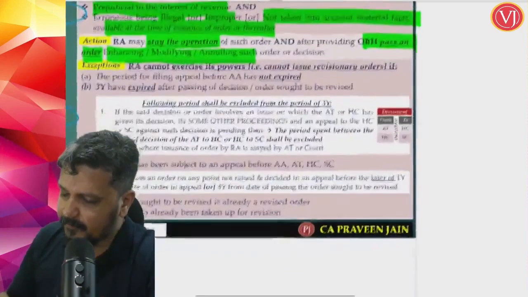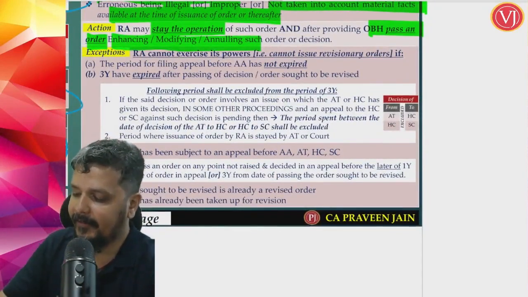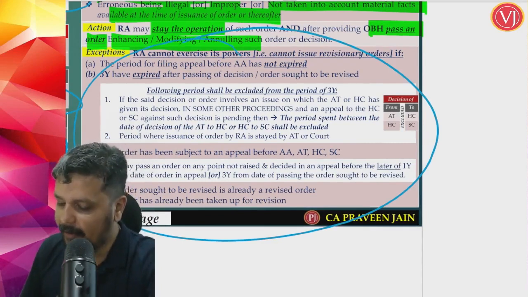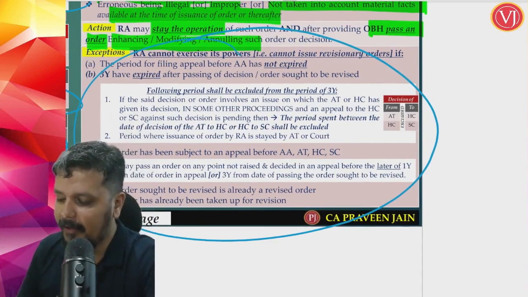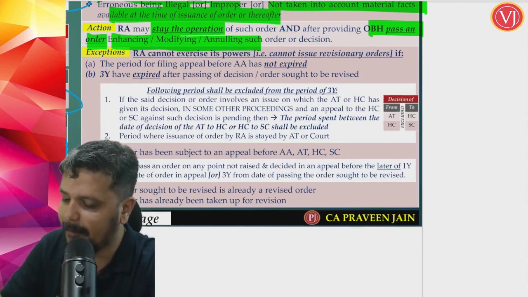Now, certain orders cannot be revised. These are the cases where you cannot revise the orders. When you see these orders, 2 are basically the time limit. If you see the first 2 points, they are basically the time limit.